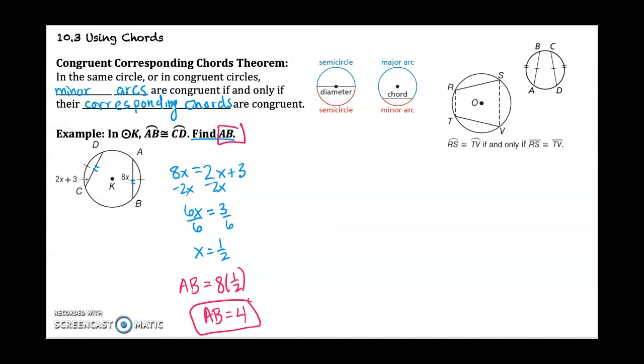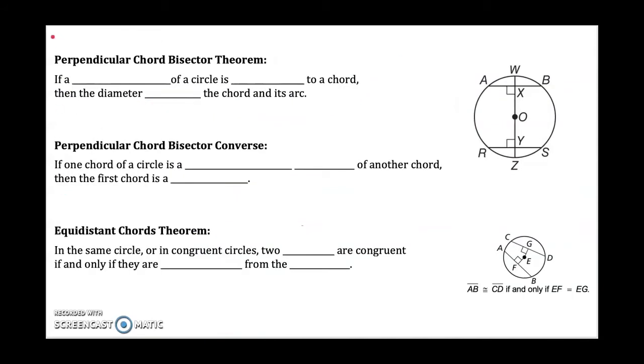Alright, so let's look at a few more theorems about chords. So perpendicular chord bisector theorem. So if a diameter, or radius really, so it technically says diameter, but a lot of the time they won't give you a full diameter. They'll just show like this part of it. So if a diameter or radius of a circle is perpendicular to a chord, then the diameter bisects the chord and its arc.